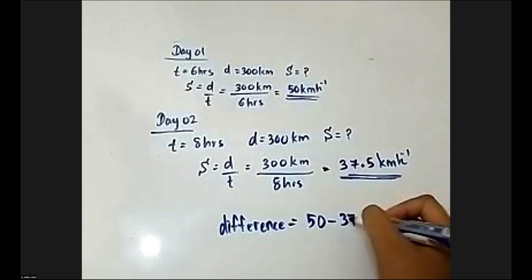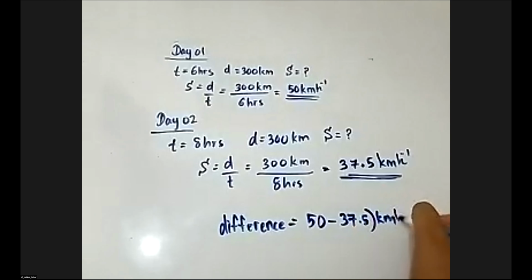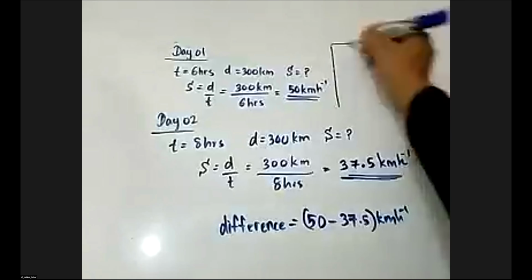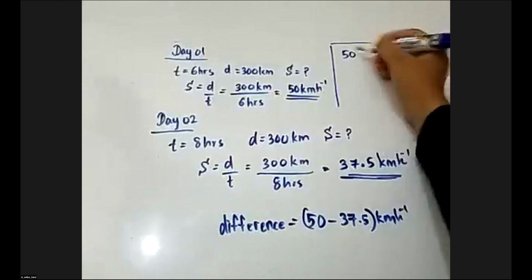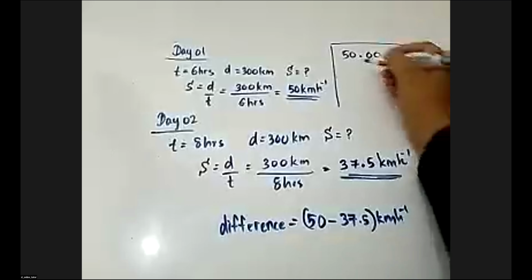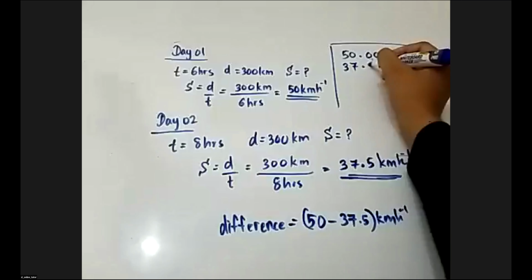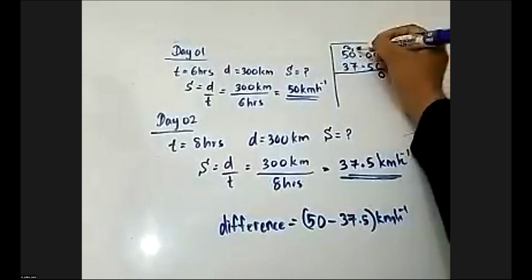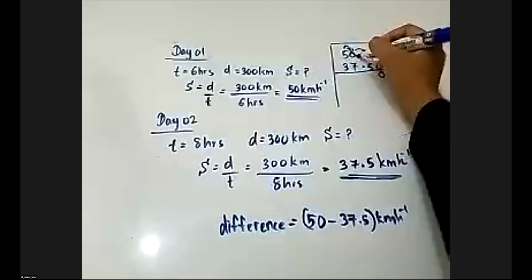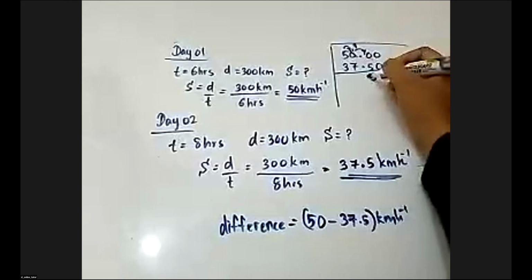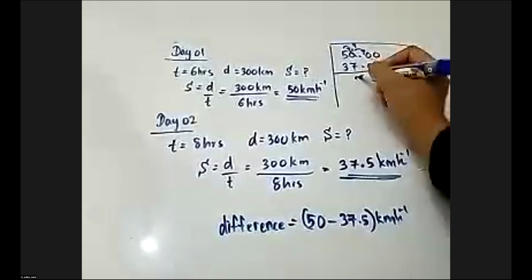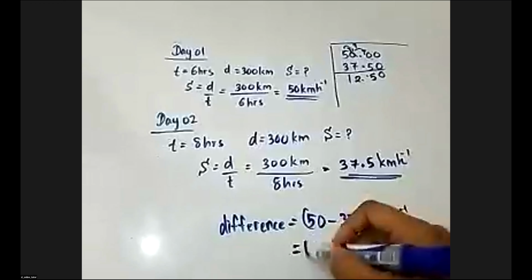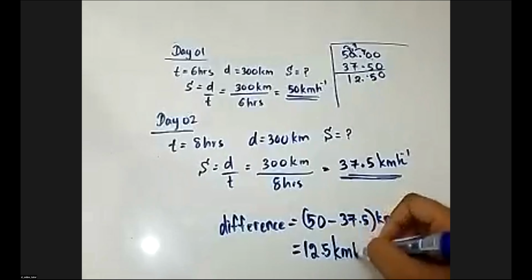50 minus 37.5 kilometers per hour. Do you have a problem with subtraction of decimals? Then look at here. 50. It's a whole number. Decimal point and the zeros are behind. 37.5. No number. Now 0. Here you have to carry. If you carry, this becomes 10. From the 10 you carry, this becomes 10 and this becomes 9. 10 minus 5 is 5. 9 minus 7, you get 2. And 5 gave 1, so 4 minus 3 is 1. What's the answer? 12.5 kilometers per hour.